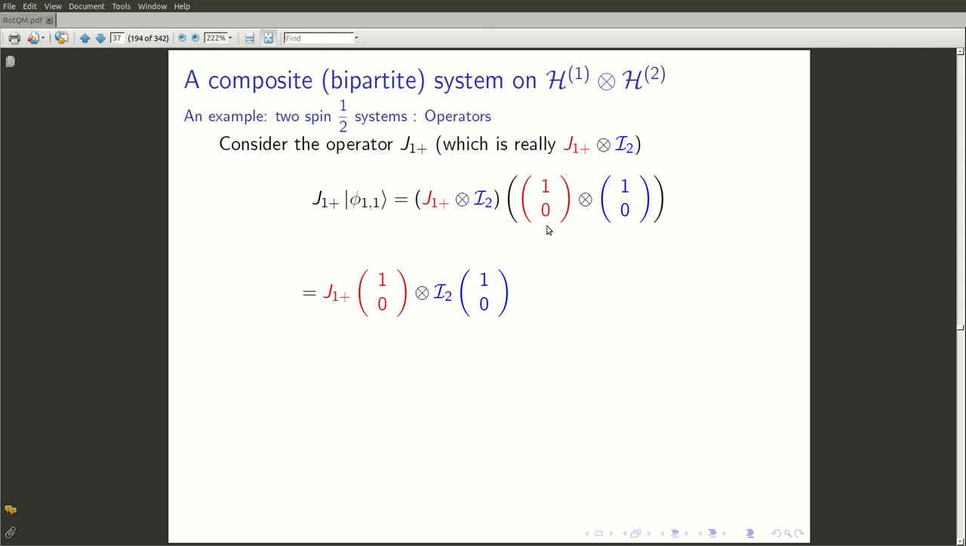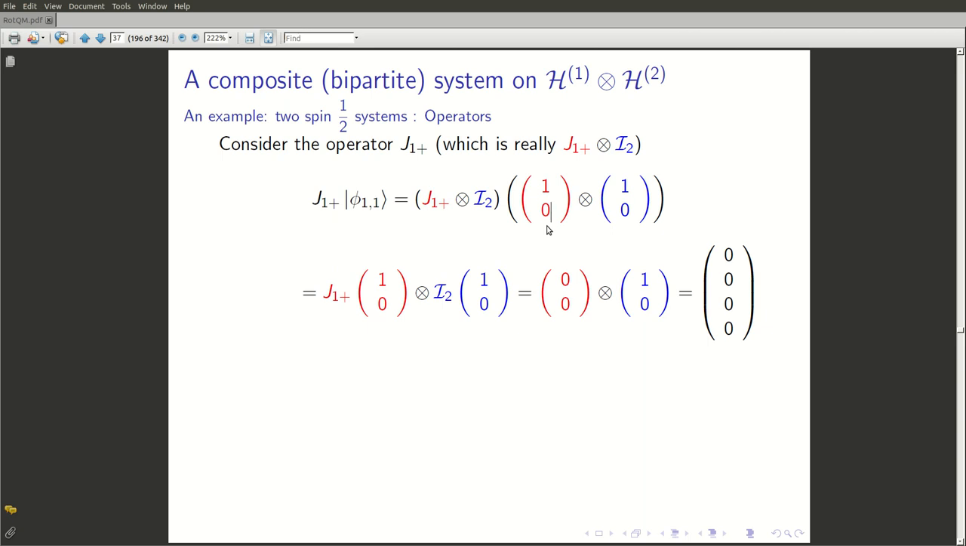Now what is J1 plus on (1, 0)? Well, remember (1, 0) is already the highest weight state, the state with the highest m value possible, plus half. So the raising operator J1 plus acting on that actually kills the state. What I2 does on (1, 0) is that it simply leaves it as (1, 0). So J1 plus acting on (1, 0) is (0, 0) ⊗ (1, 0). And that, of course, is nothing but the null vector, the null vector in this space, H1 ⊗ H2. So it's a 4 by 1 column vector, which is 0 all over.